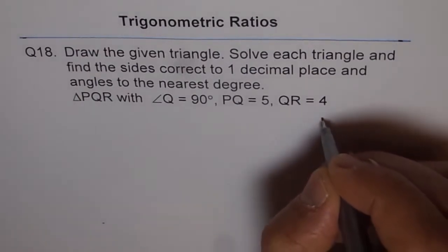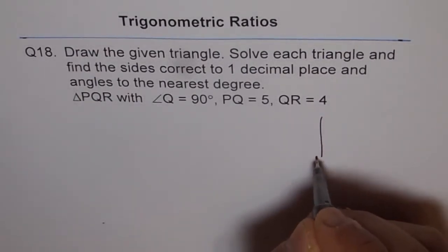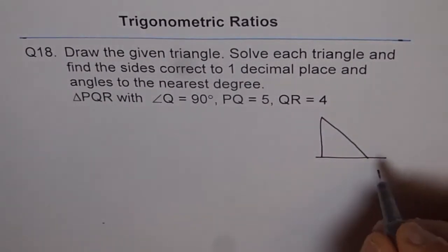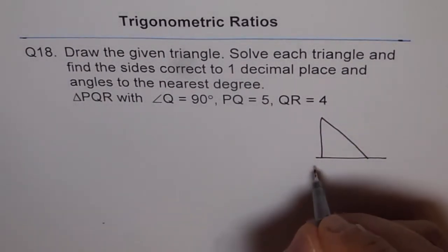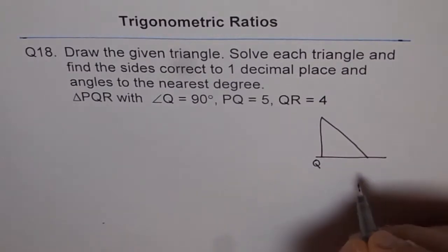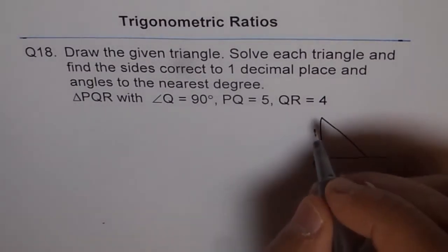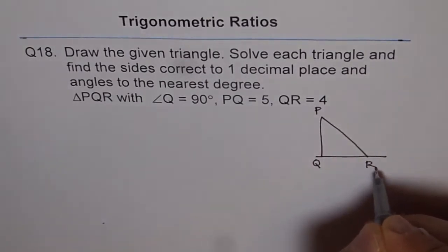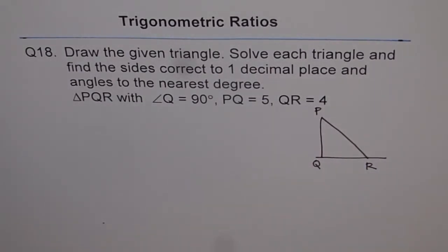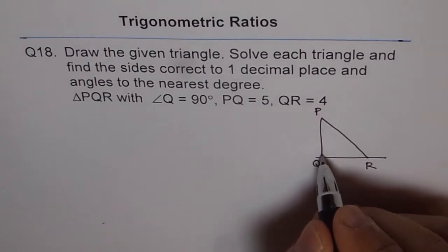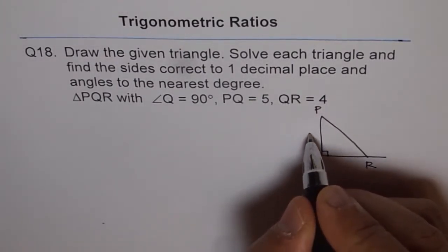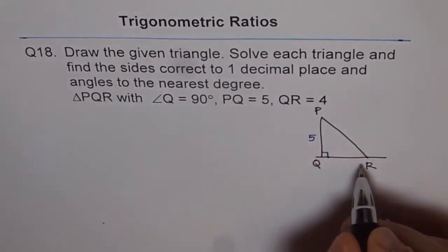So I'll just make a rough sketch. Let's say this is our triangle PQR, right? Here angle Q is 90 degrees, so angle Q is here, and PQ is 5. Let me say this is P and this is R. In that case, we are given that angle Q is 90 degrees, PQ is 5, and QR is 4.